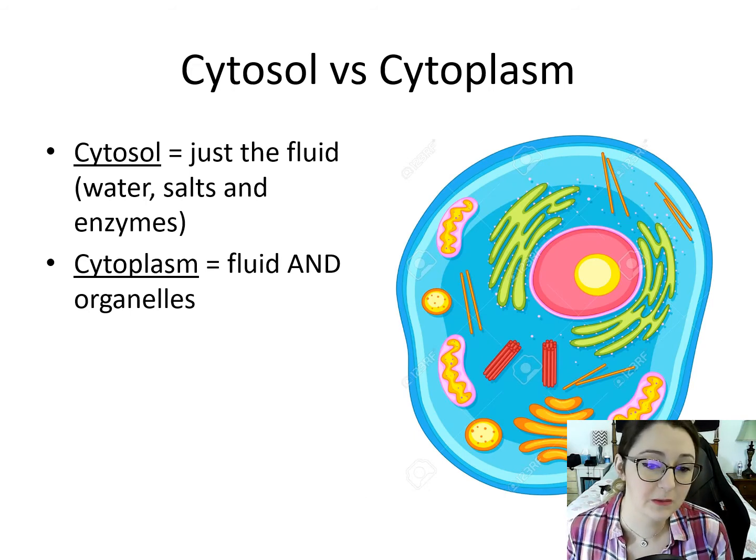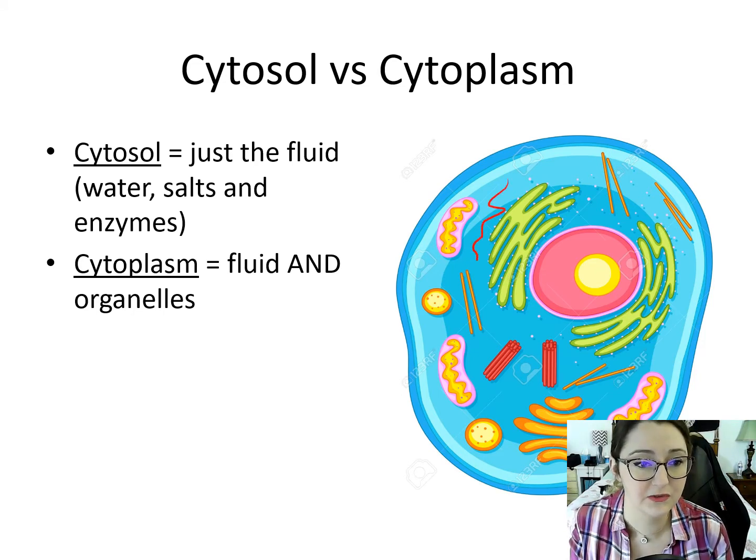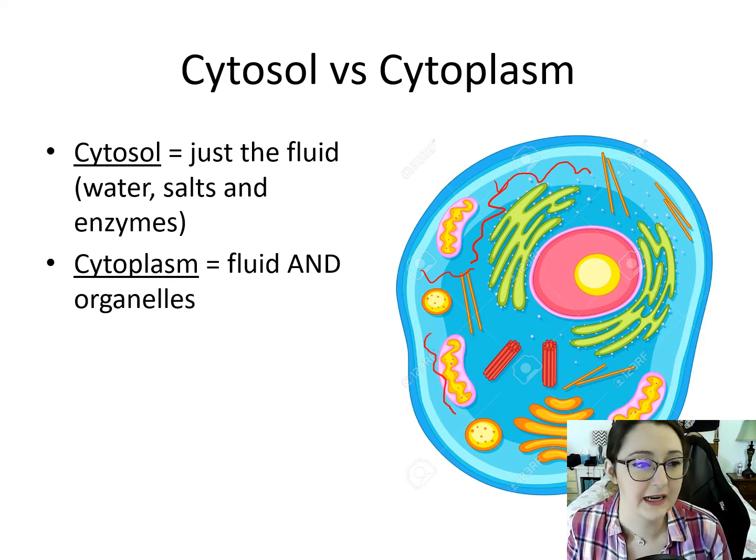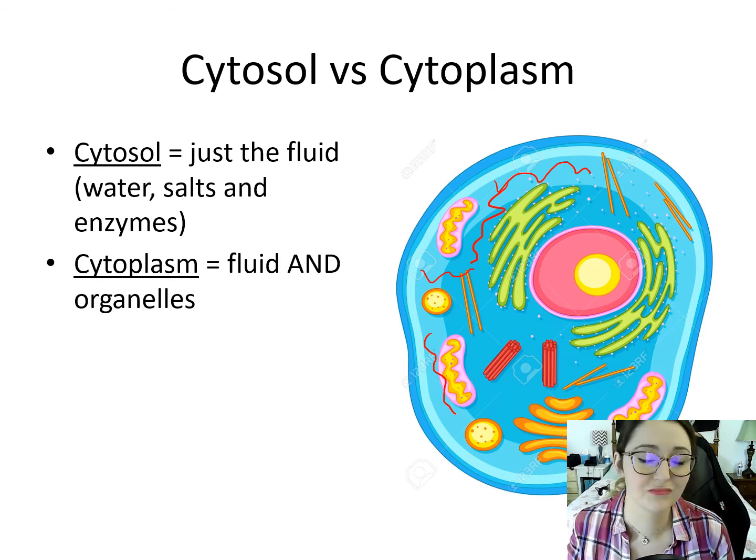So the first terms I want you to know are cytosol versus cytoplasm. Cytosol is going to be just this blue fluid in here, and it's not always blue, but for the sake of this structure here, we are going to call it that lighter blue fluid throughout. And this is going to contain water, salts, and enzymes. Enzymes are going to be things that digest other things, so stomach acid is kind of a good idea of an enzyme.